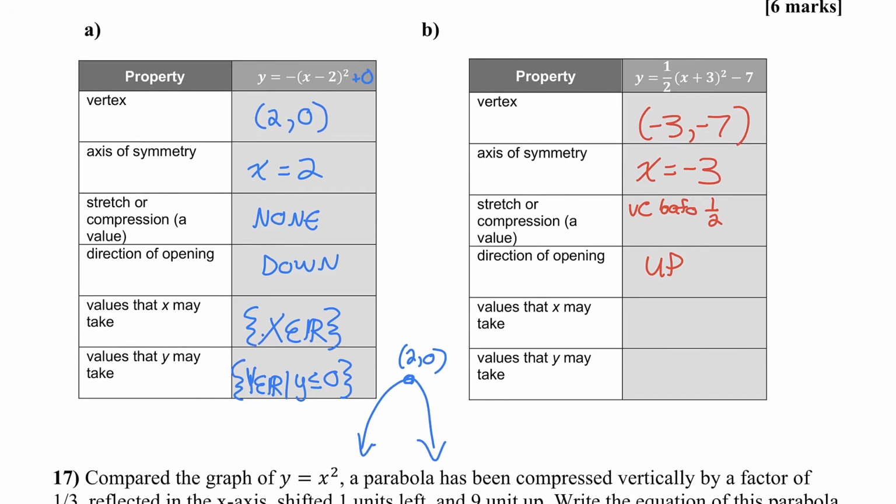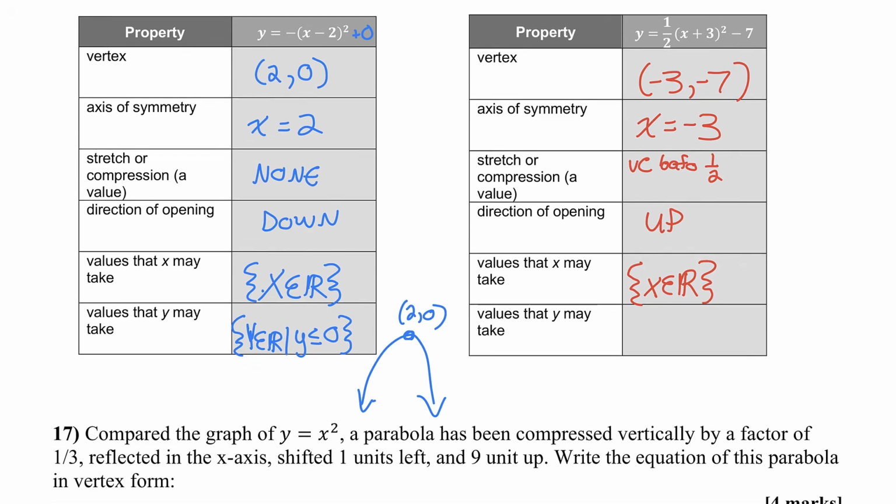Values x may take is always any real number, so x is an element of real numbers. Values y may take, let me draw a rough sketch of this quadratic, right? This one opens up, and its vertex is at -3, -7. So when we're talking about the y coordinates, the y coordinate is always going to be at -7 or above. So I'll say y is an element of real numbers, given y is greater than or equal to -7.